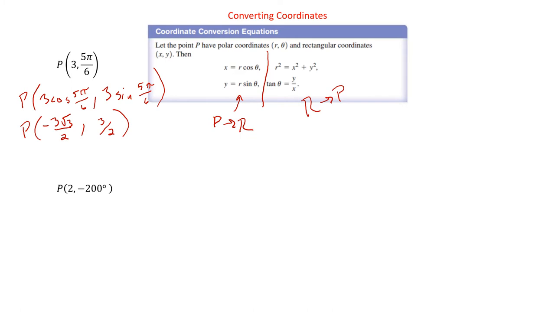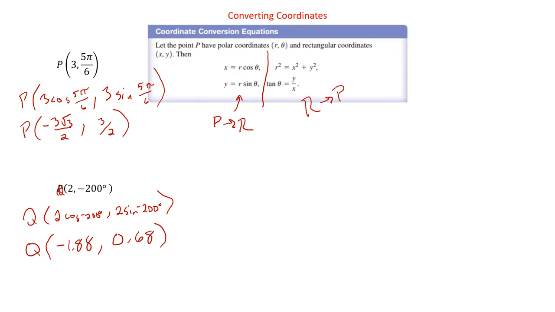So, no, I meant to have that be Q. Q is going to be 2 cosine negative 200 degrees, comma, 2 sine negative 200 degrees. And then we can just plug that right into a calculator to get 2 cosine of negative 200 degrees is about negative 1.88. And 2 sine negative 200 degrees is about 0.68. So that's how we could get to that value.